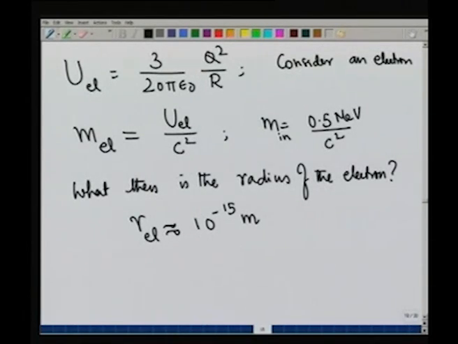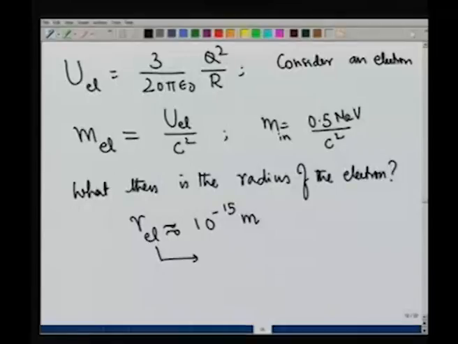So up to order of 10 to the power of minus 14 to 10 to the power of minus 15 meter. And indeed, if Lorentz is right, then we should be able to perform an independent experiment to see that my electron has indeed a radius of this particular kind, and this is called the classical electron radius.